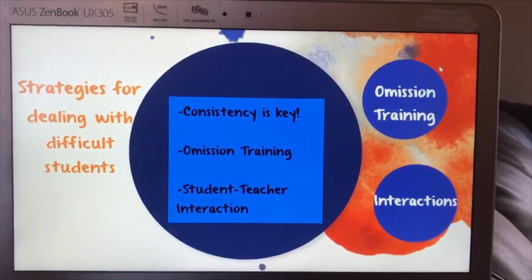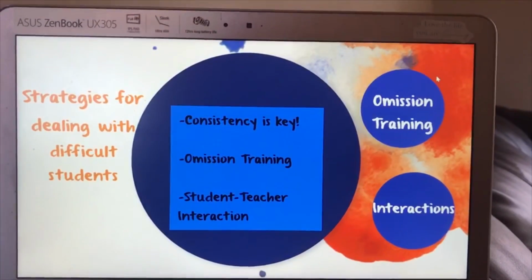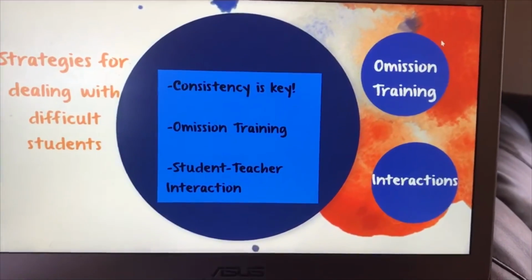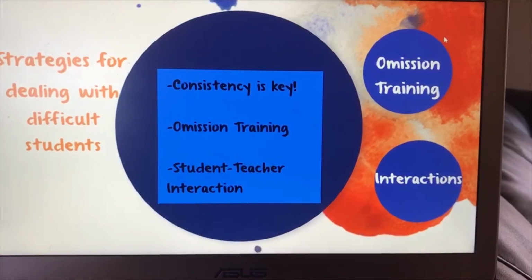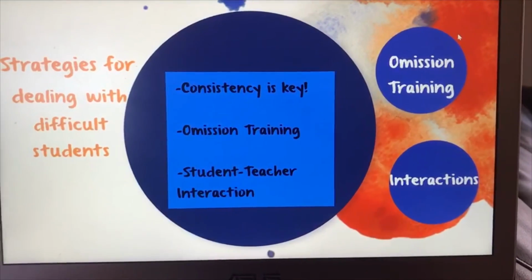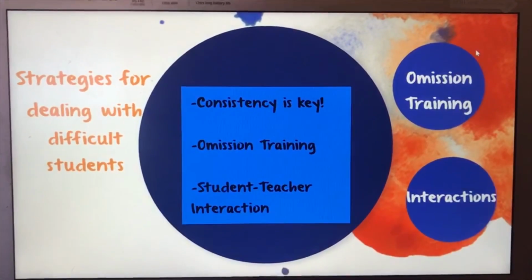Strategies for dealing with difficult students. The first thing it talks about is consistency, how being consistent is very important with dealing with students because it allows them to know what is expected of them.